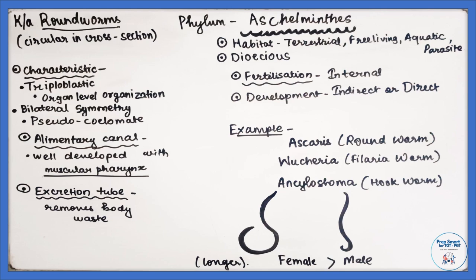Some of the common examples are Ascaris, roundworm, Wuchereria, Filaria, and Ancylostoma. Also, another example is Loa loa, that is the eyeworm. The difference in the body of the female and male can be seen as the length of the body of the female is longer than that of the male. Economic importance: Ascaris causes ascariasis in humans. Also, there are some phytoparasitic nematodes in the phylum Aschelminthes.